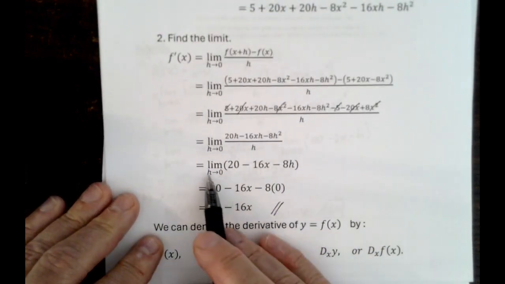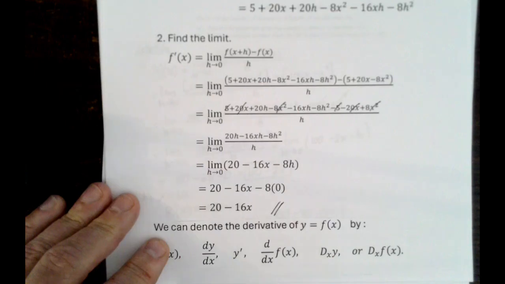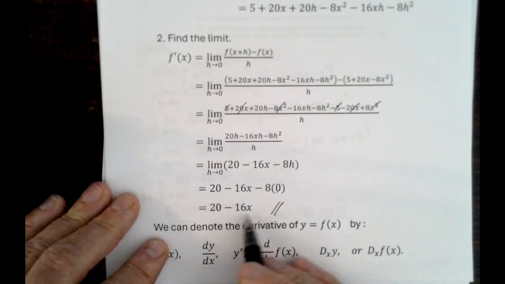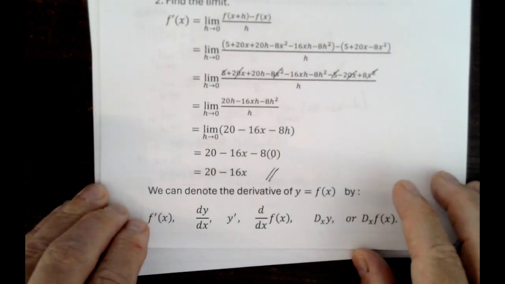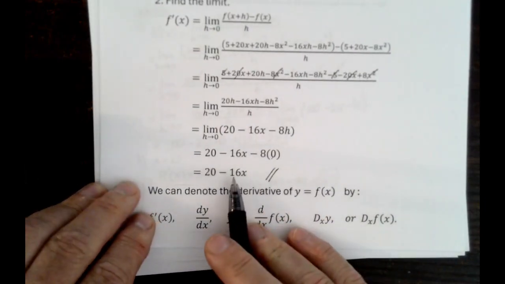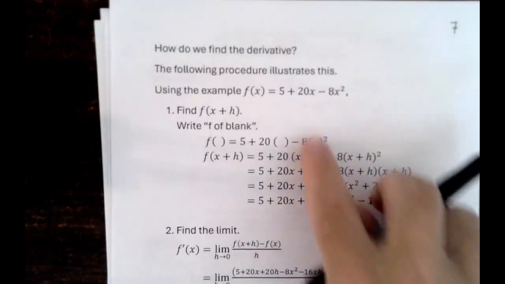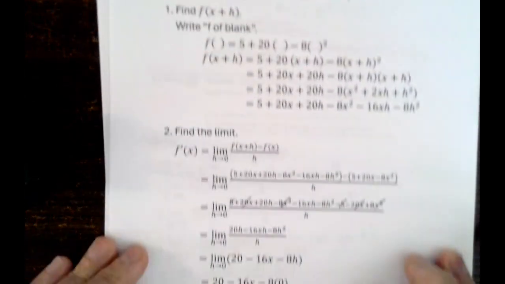Now when you finally take the limit as h goes to 0, you plug in 0 for h, and that last term goes away, and you just get 20 minus 16x. And that is your derivative of the original function 5 plus 20x minus 8x squared.